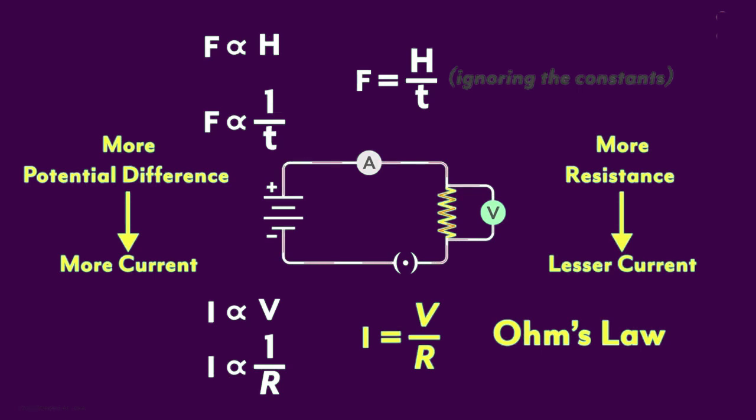Ohm's law gives us the relation between current, voltage and resistance. It tells us that the electric current is directly proportional to the potential difference and inversely proportional to the resistance.